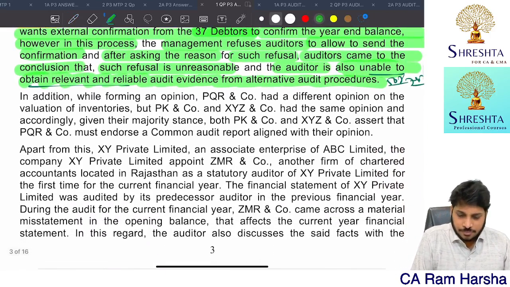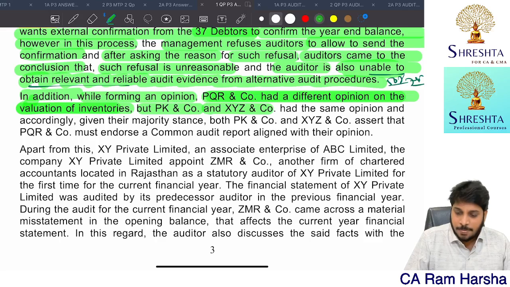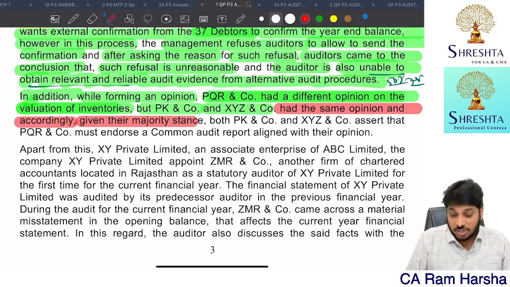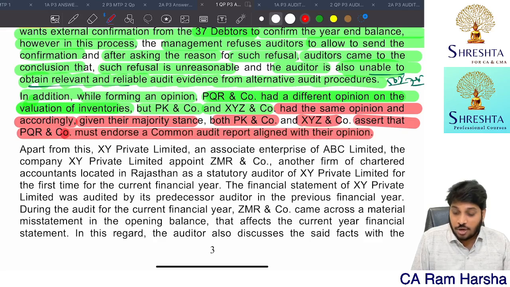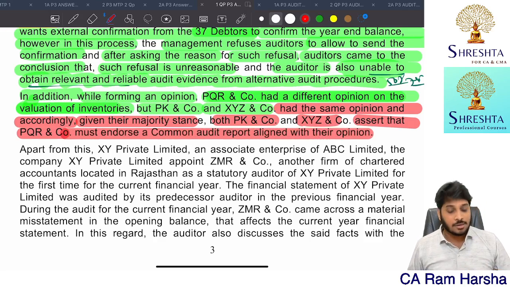In addition, while forming an opinion, PQR & Co. had a different opinion on the valuation of inventories. Okay, one of the auditors has a different opinion on valuation of inventory, but PK & Co. and XYZ have the same opinion, and accordingly, given their majority stance, both PK and XYZ assert that PQR must also endorse a common audit report along with their opinion. PQR & Co.